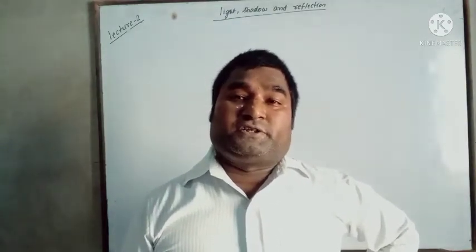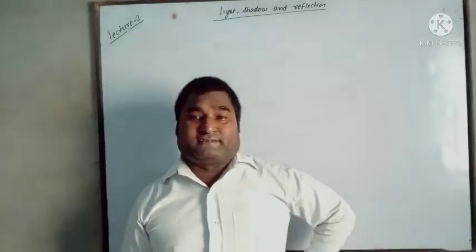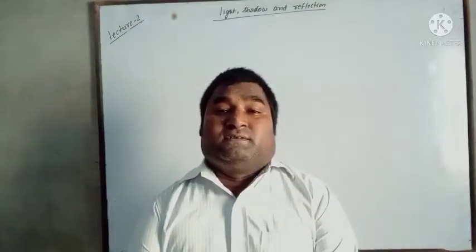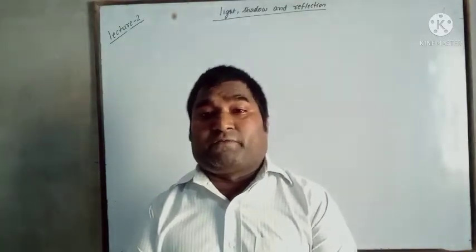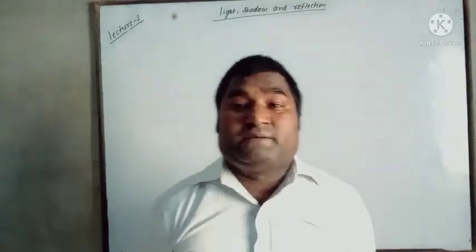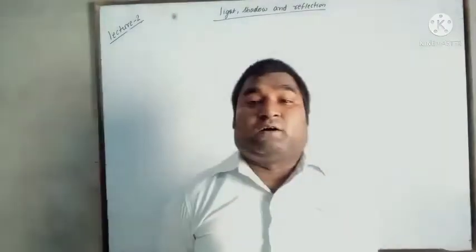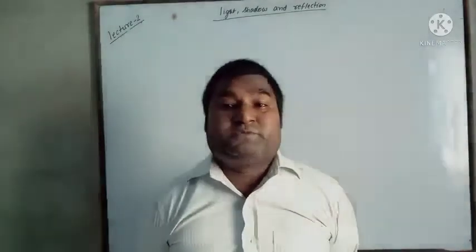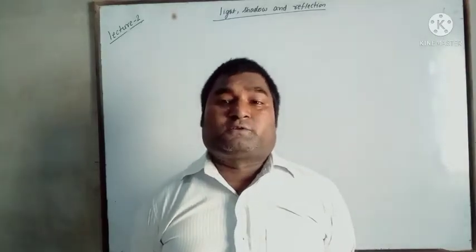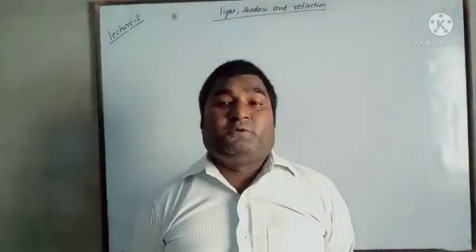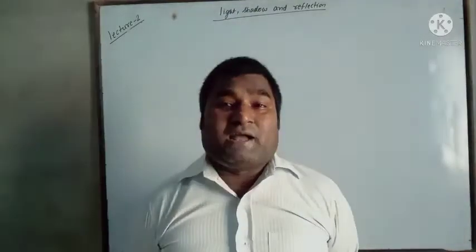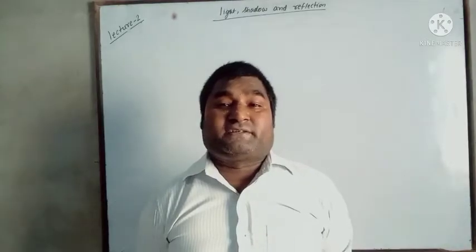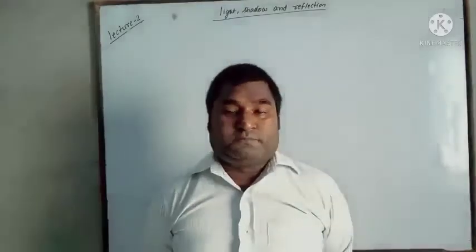This is the second video lecture of the chapter Light, Shadow and Reflection. In the last video, that is, in the first video, we have seen what is light. Light is a form of energy that helps us to see. After that, we have seen, on the basis of whether the object is producing light or not, objects are of two types, luminous object and non-luminous object. Luminous objects are of two types, natural luminous object and man-made luminous object. After that, we have seen transparent, translucent and opaque object.